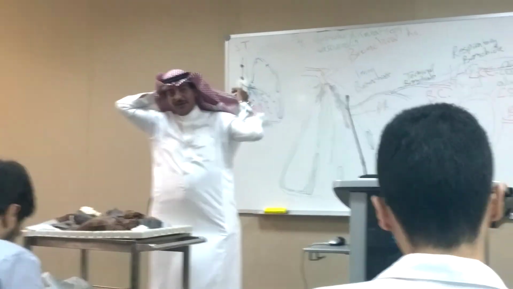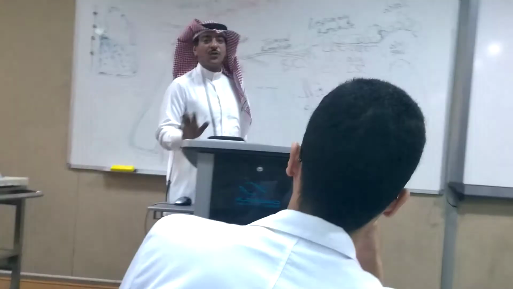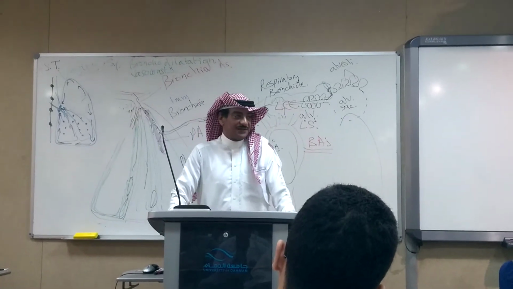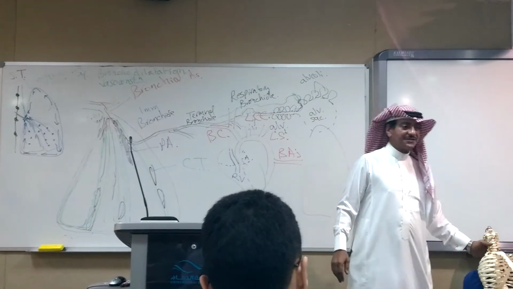Pleura and lung. The pleura, quick summary. The pleura consists of two layers, parietal pleura and visceral pleura.